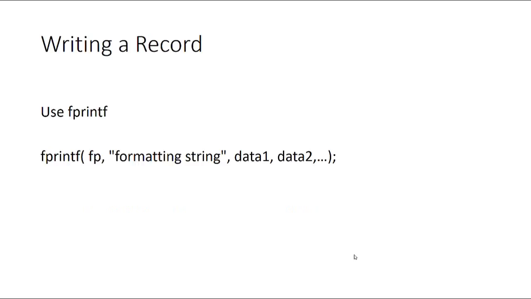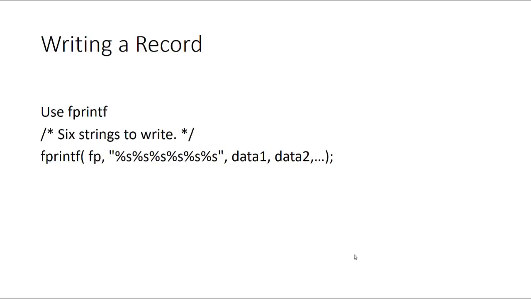So fprintf, fp is the first argument, the file pointer. And then you have the formatting string, just like you did in printf. Remember, printf had, say, text and maybe %d, %s, %f, whatever. And then you have your arguments or parameters after that. Okay?